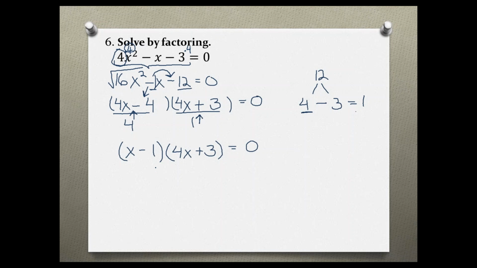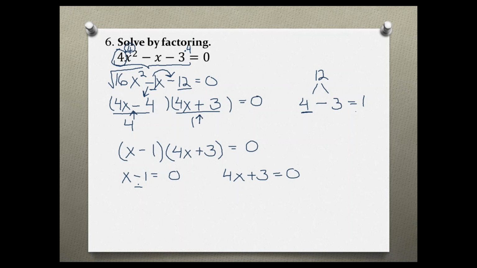All that is equal to 0. Now I can use the zero product rule, which means that either one or both of these products have to be 0. So I'm going to take the first one and set it equal to 0, and the second one and also set it equal to 0.